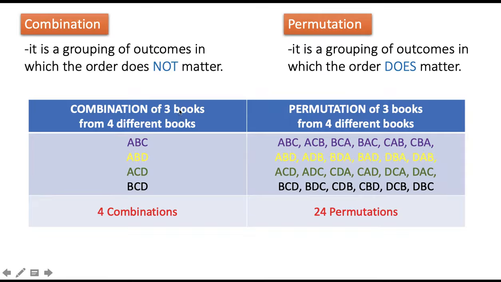In 4 different books, 3 taken at a time, there are only 4 combinations, while we have 24 permutations. Because ABC, ACB, BCA, BAC, CAB, and CBA, each of them is unique because order does matter. While in combinations, it is just counted as one because the order or the arrangement does not matter.